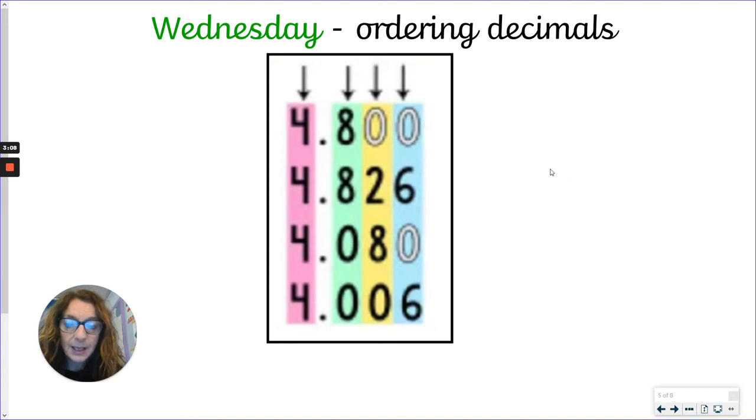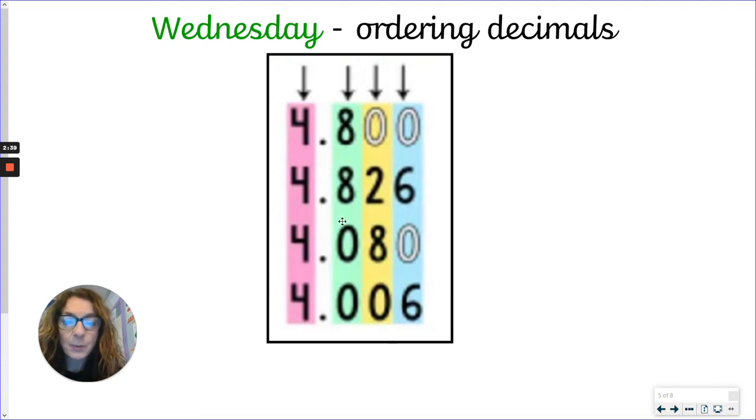And then the following day, on Wednesday, you're going to be using that same strategy, but this time you're going to be ordering groups of decimal numbers. So you might have 4 numbers or even 5 numbers, and you might be asked to arrange them in ascending order from smallest to greatest, or in descending order from greatest to smallest. And again, as long as you arrange them vertically using the decimal point, then you will be able to use exactly the same strategy. So again, starting from the left, keep going until you get to a difference.